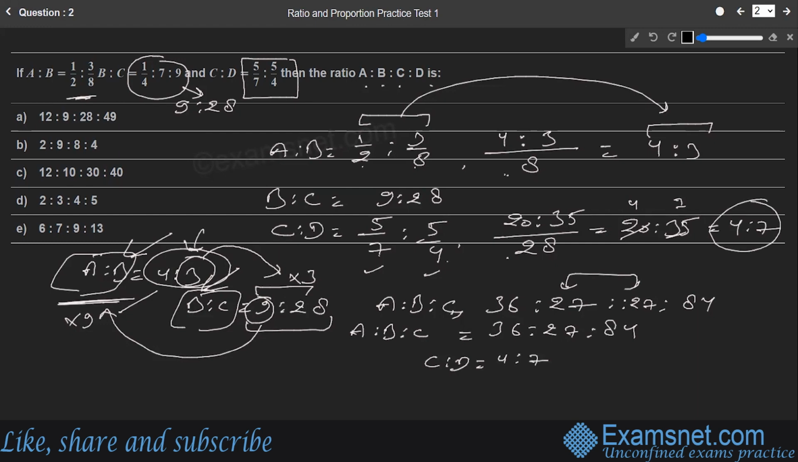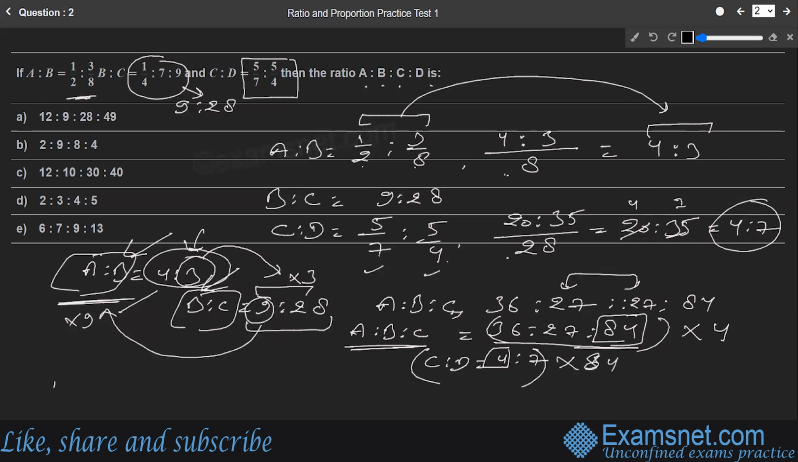Now to find out A is to B is to C is to D, what is the C value in the first ratio? The C value in the first ratio is 84. What is C's value in the second ratio? C's value in the second ratio is 4. So the first entire ratio will be multiplied by C's value in the second ratio, that is 4, and the entire ratio C is to D will be multiplied by C's value in the first ratio, that was 84.